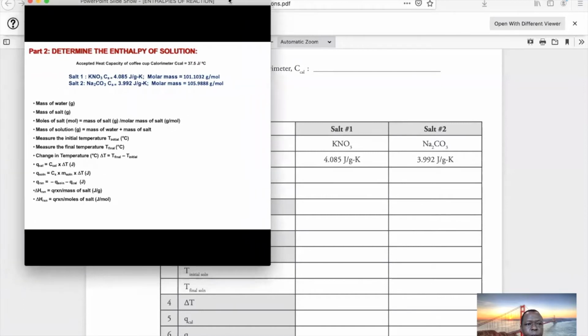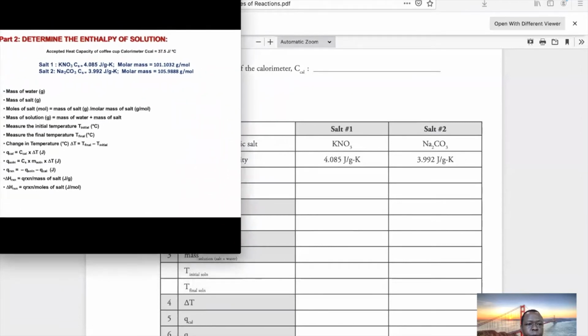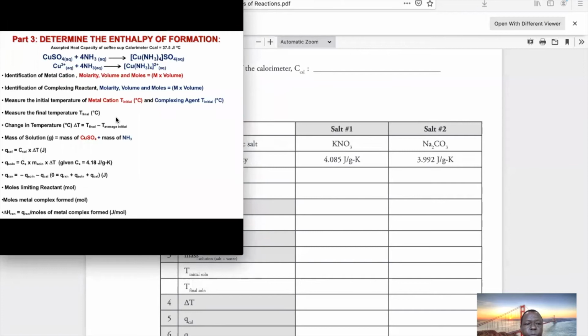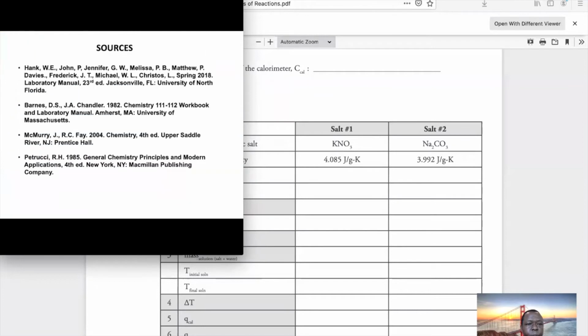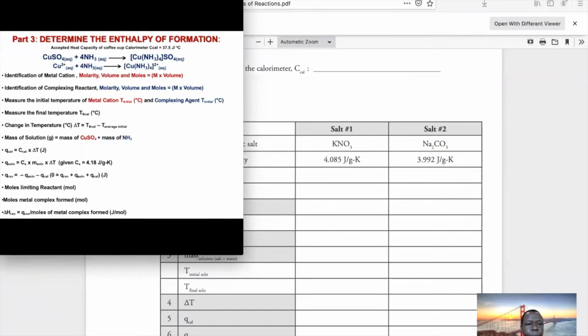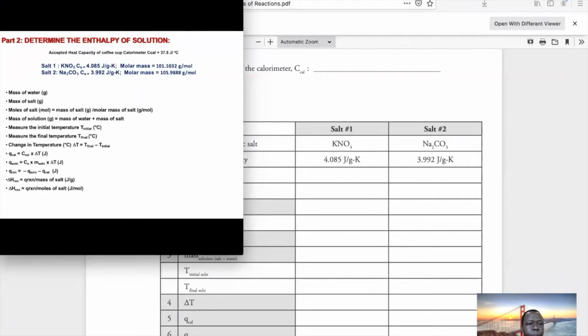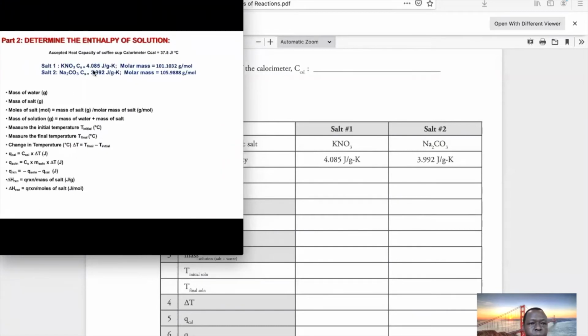Now, you need to find the mass of the calorimeter. So if I know the mass of the salt used right here, molar mass.